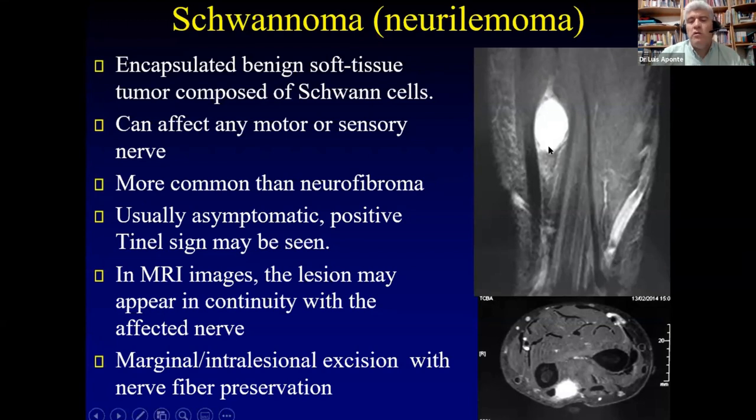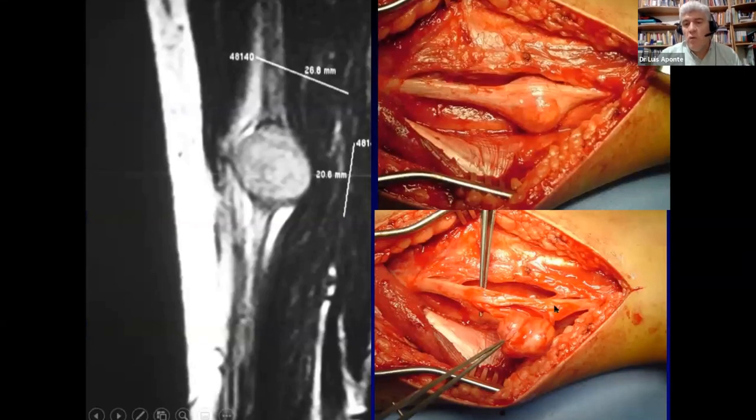And usually, if it bothers, you can take it out with a marginal intralesional excision. It's very unusual to have problems with the nerve. You can see here, you just open the nerve and you can take it out. Here you can see the nerve in the MRI. It's not a big problem.